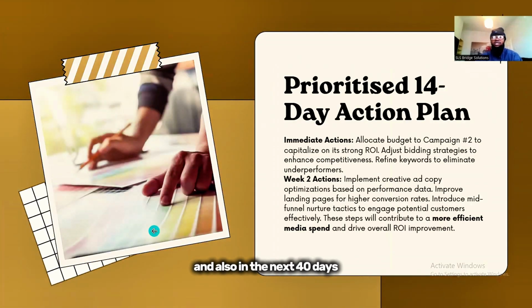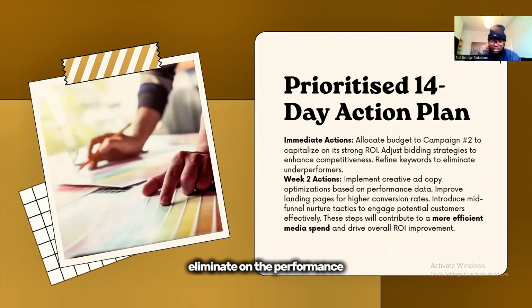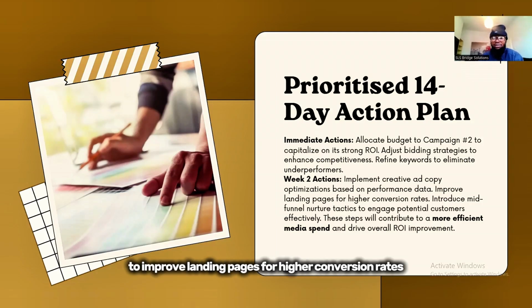And also in the next 40 days, we are looking to prioritize with this system. What we are doing is to allocate budget to campaign 2 that is performing well in order to capitalize on its strong ROI, and also adjust bidding strategies to enhance competitiveness and refine keywords to eliminate underperformance. And in the second week, we need to start implementing creative ad copy optimizations based on performance data. We review to improve landing pages for higher conversion rates, and because all this works together to improve Google Ads, we introduce mid-funnel nurture tactics to engage potential customers effectively. These steps will contribute to a more efficient media spend and drive the ROI improvement overall.